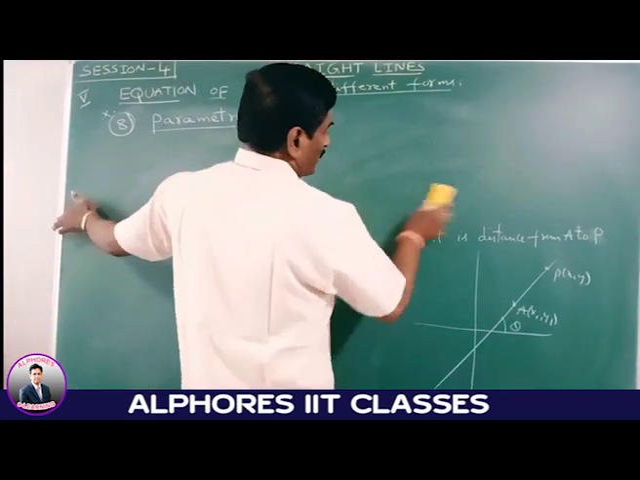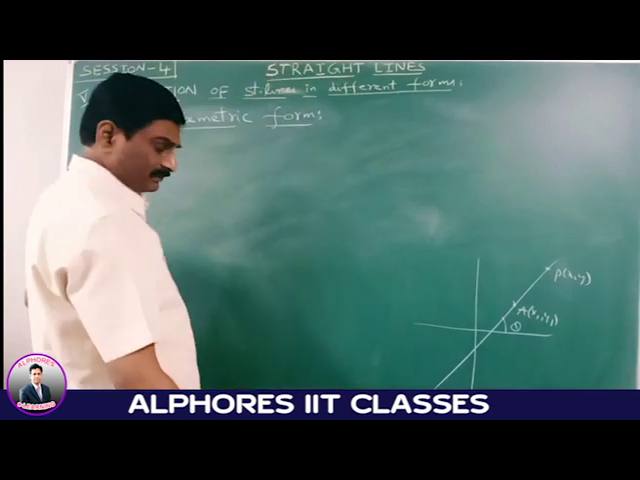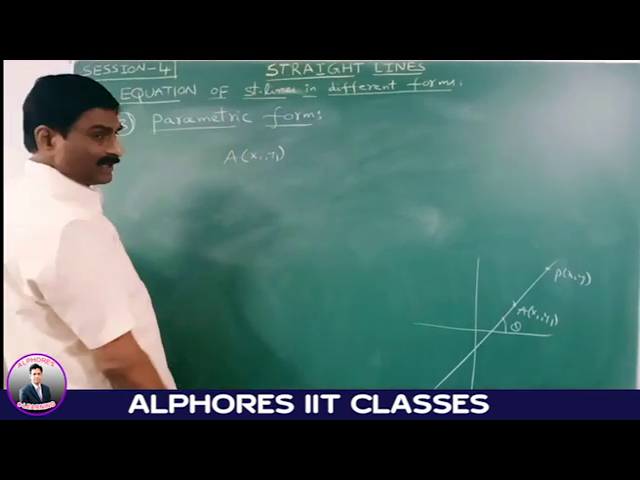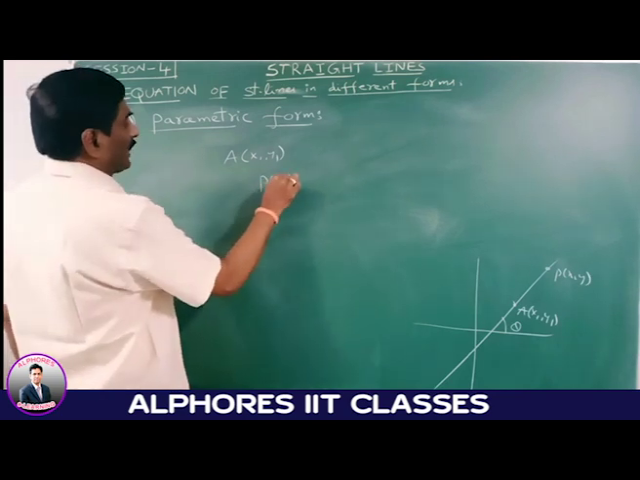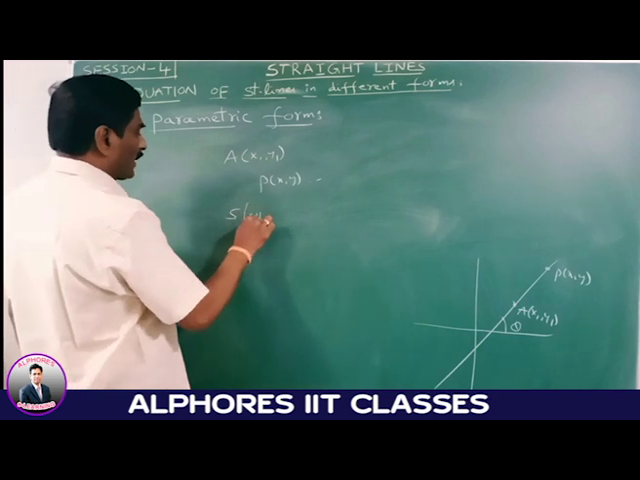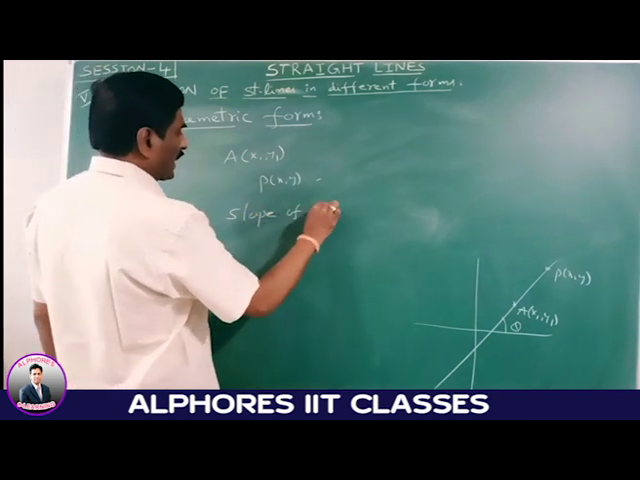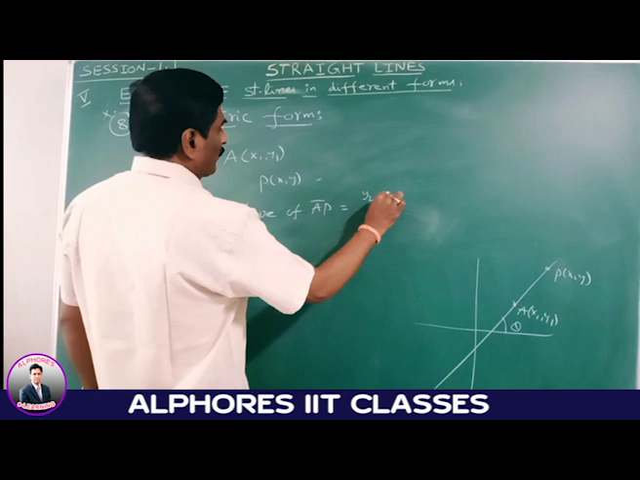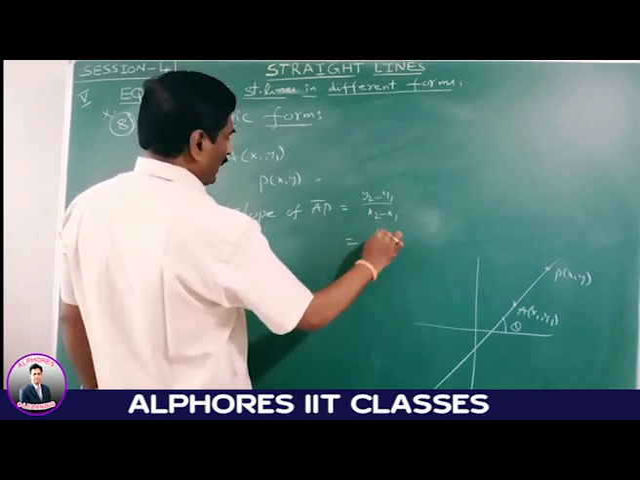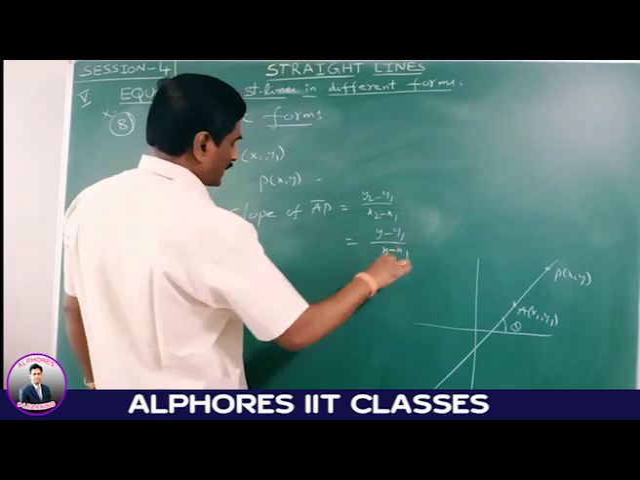Here, A(x1, y1) is one of the points on the line, and P(x, y) is any point on the same line. Then the slope of the line AP is equal to (y2 minus y1) by (x2 minus x1), that means (y minus y1) by (x minus x1).